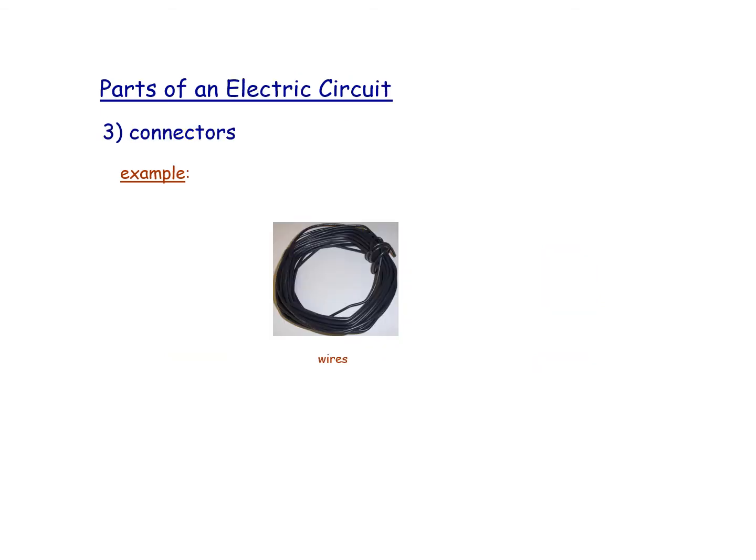The third part of a circuit, we call it connectors. What's a connector? Wire. What is it made of? A wire is made of 2 parts, right? So this is your wire. Inside, this is a metal, right? A metal is shiny. Most of the metals they use usually is copper.